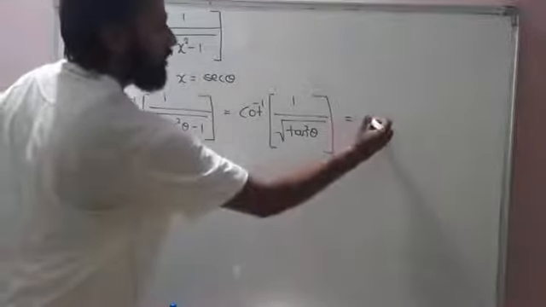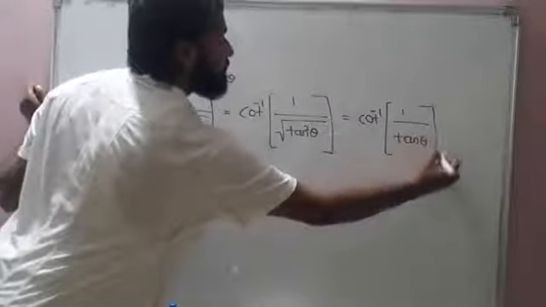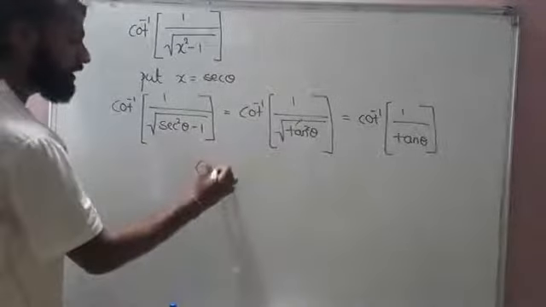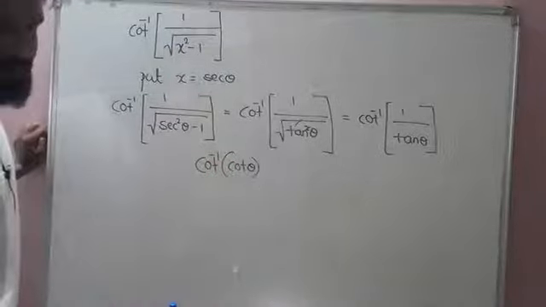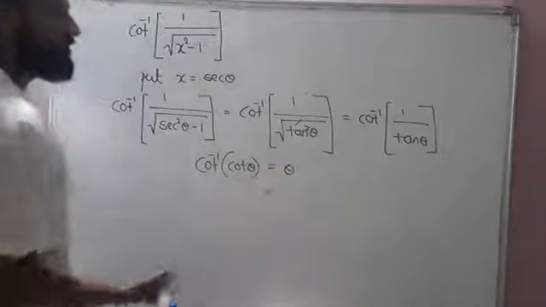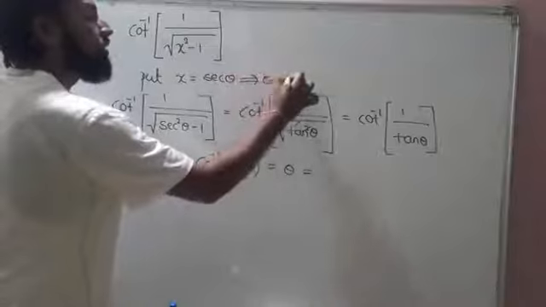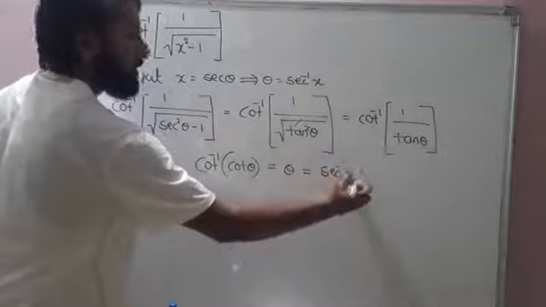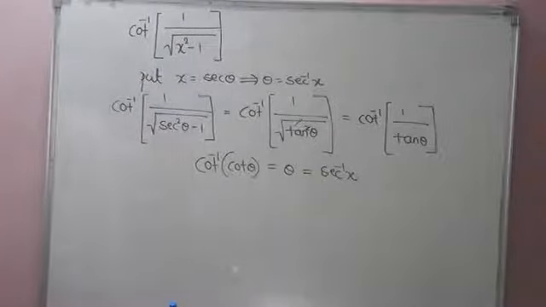So this is equal to cot inverse of 1 divided by tan theta. Why? Because square and root cancel each other. And this will turn out to be cot inverse of cot theta. Why? Because 1 by tan is cot. Cot inverse and cot cancel each other, and theta comes from here. Theta is equal to sec inverse of x. So your final answer is sec inverse of x, which is the simplest form. So please pause the video and note it down.